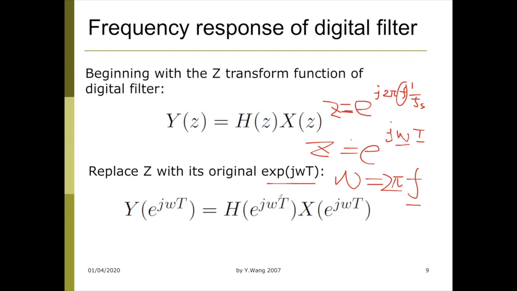So to be able to judge what kind of frequency response property that expression has, we need to substitute Z with this expression. And then we can calculate the magnitude response and the phase response of that digital filter. Okay, so this basically shows we substitute Z with e to the j omega t. It's very abstract, but you have to accept it.